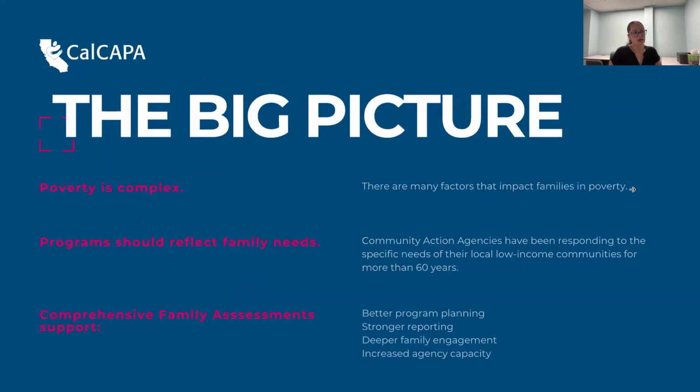So finally, the big picture. Obviously poverty is complex and there are a lot of factors that impact families in poverty, and programs should reflect family needs. Our network has been responding to the specific needs of their low-income communities for more than 60 years, and this is just another tool that helps us do that. And it also helps with better program planning, stronger reporting, deeper family engagement, and increased agency capacity.